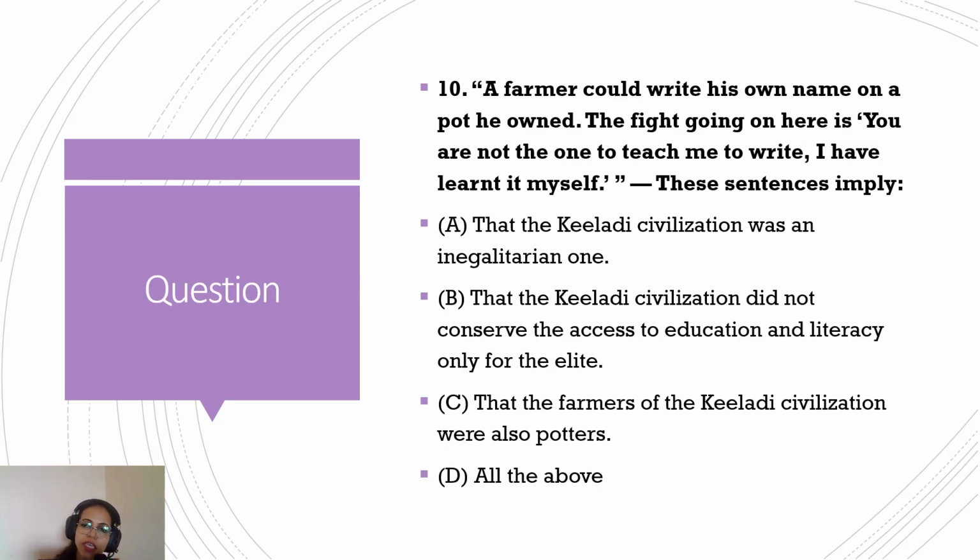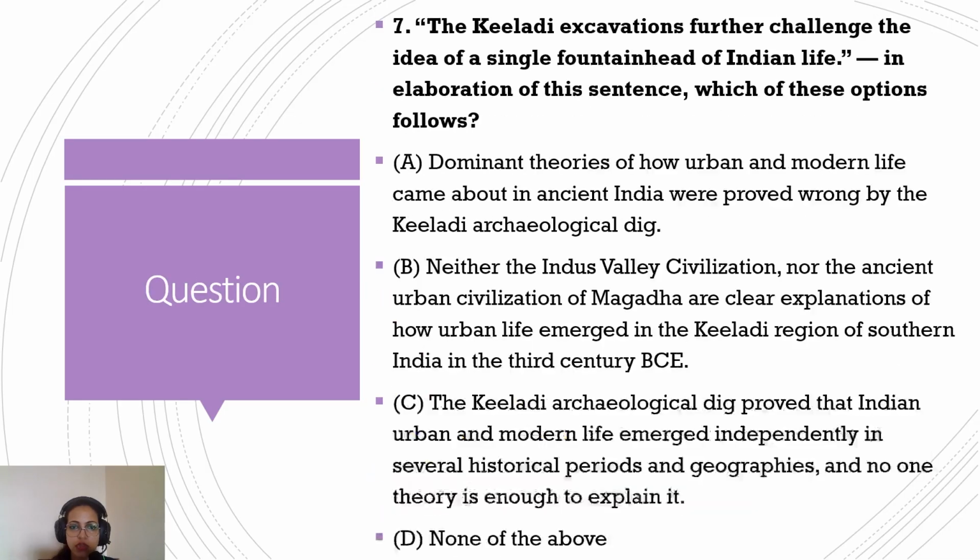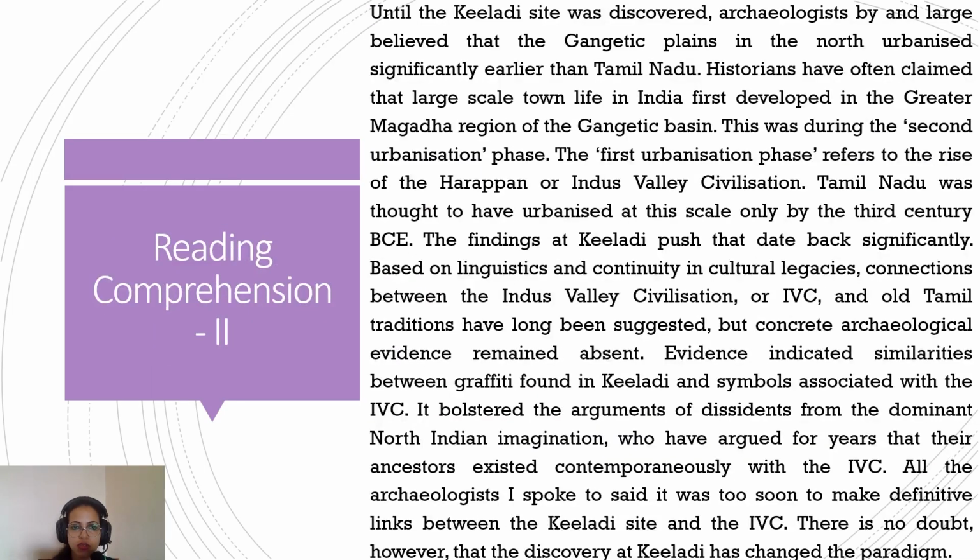A farmer could write his own name on a pot he owned. The fight going on in here is, you are not the one to teach me to write. I have learnt it myself. These sentences imply, again, it's in quotes, so you'll come across this exact line in the passage, and you have to be mindful. A farmer, pot, something like that. The moment you come across these lines, you will know your question is in this part and you will try to solve that.